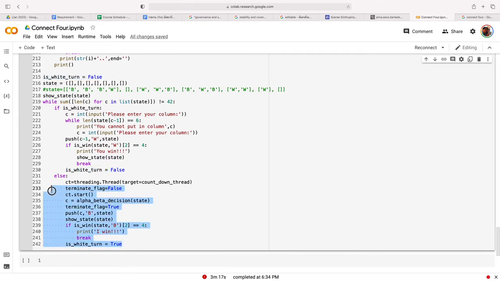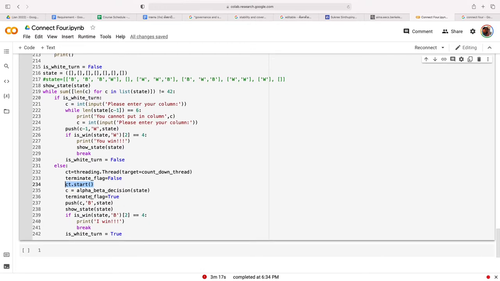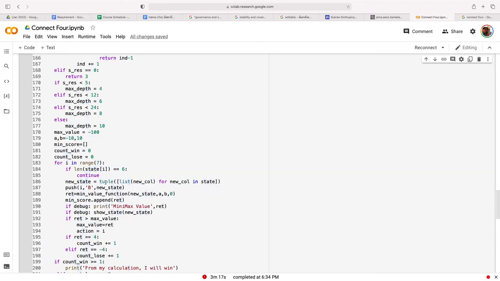This is the part of computing. We start with the thread, start the countdown, and then I set the terminal flag to false at 5 seconds, and then we choose alpha beta decision, send the state here, push and check is win. If it is win, just break. So let's check the alpha beta decision.